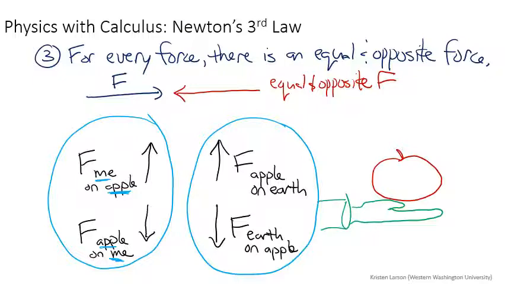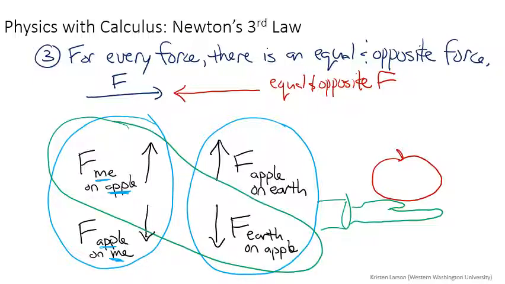Now, you say, yeah, but the force that I have to provide on the apple is equal to the weight of the apple. I know that's true. Yes, you know that's true by Newton's second law, that the sum of the forces is zero on the apple, because the acceleration is equal to zero. That's how you know that the force I apply on the apple and the force that the Earth applies on the apple have to be the same.